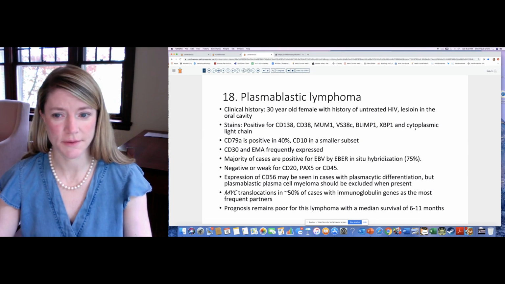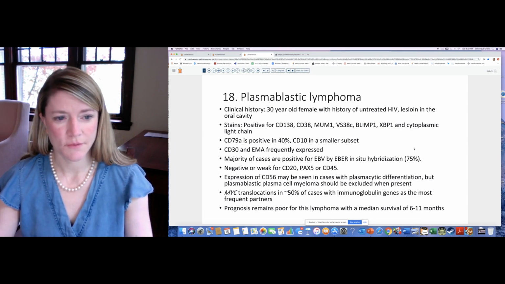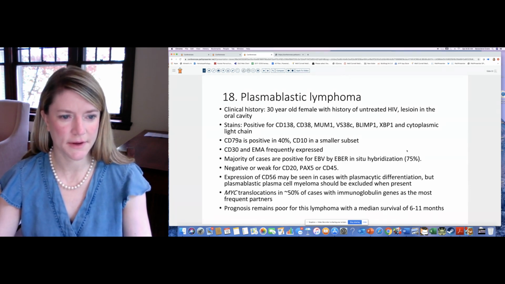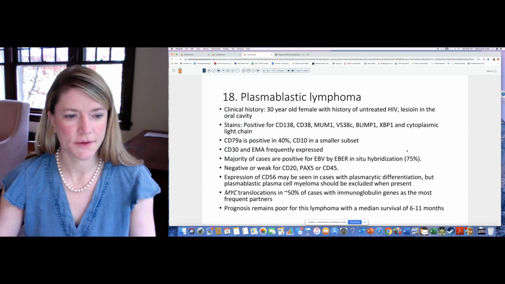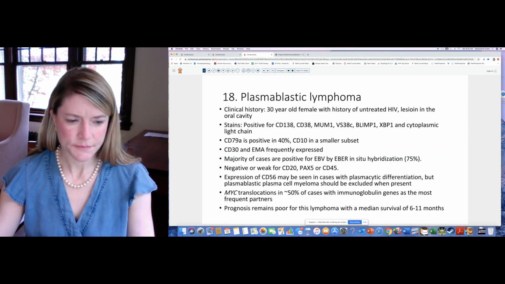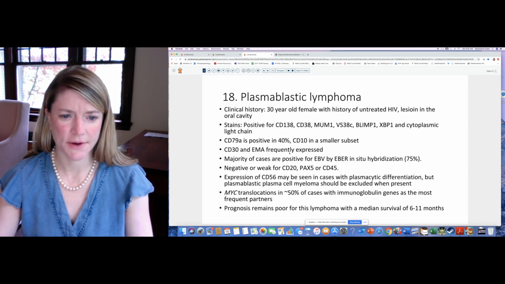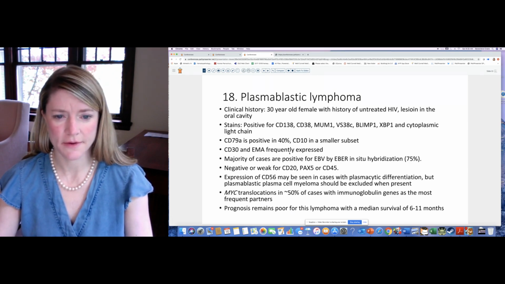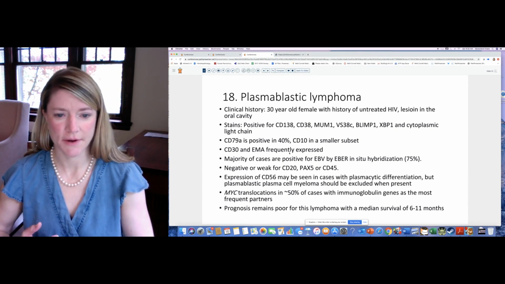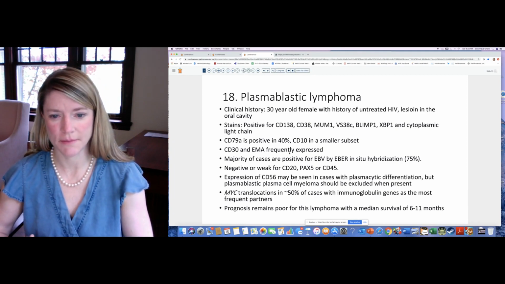They also will typically express cytoplasmic light chain. A subset of them will be positive for CD79A, and CD10 can also be seen. CD30 is another potentially useful marker for these, and epithelial membrane antigen, or EMA, is frequently expressed. The majority of cases, particularly in the oral cavity and particularly in the setting of HIV, are positive for EBV by EBER in situ hybridization.